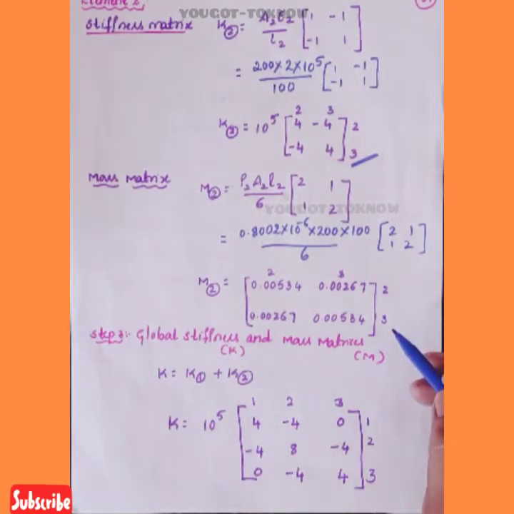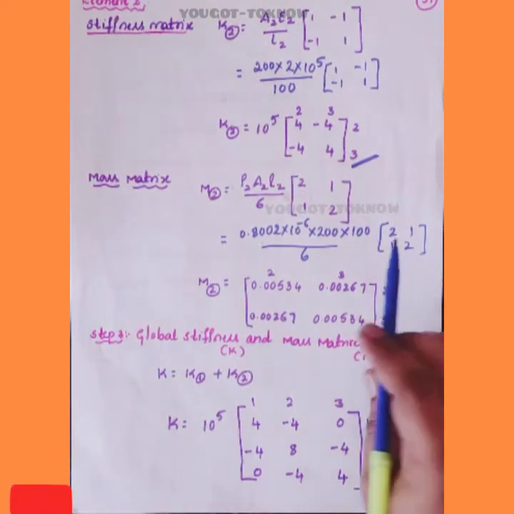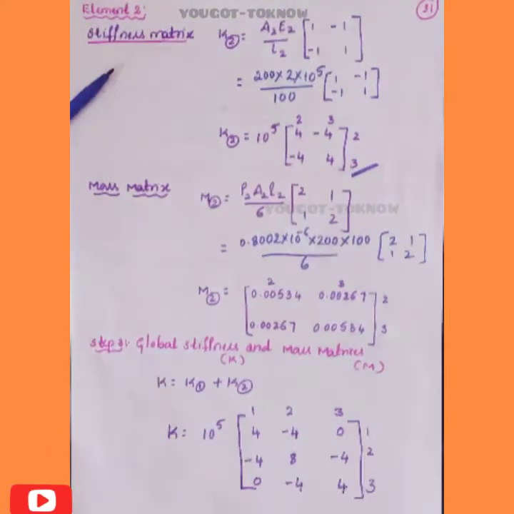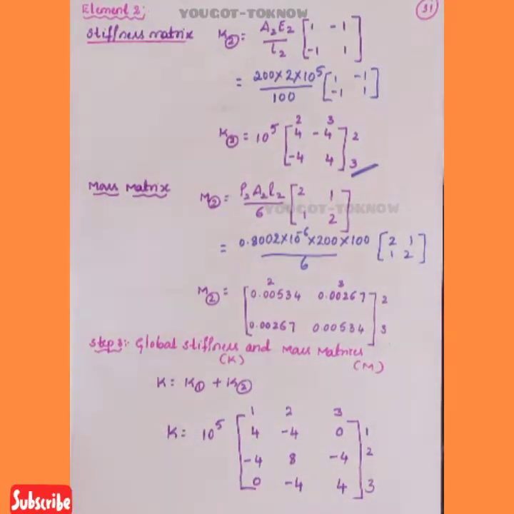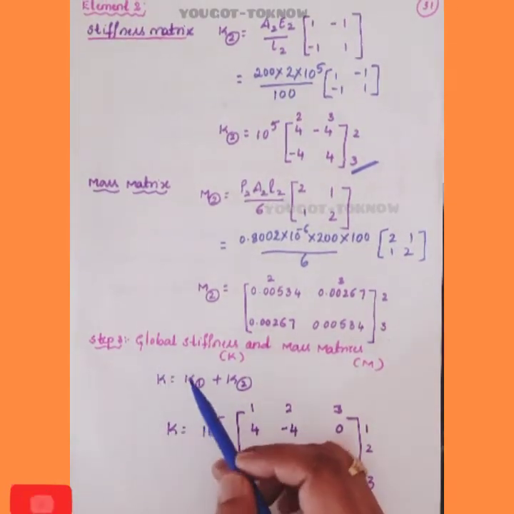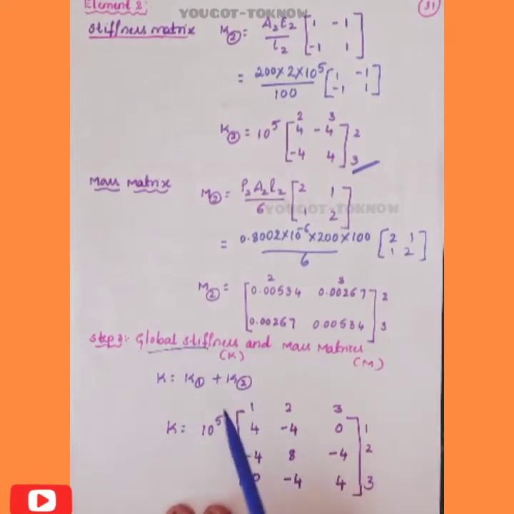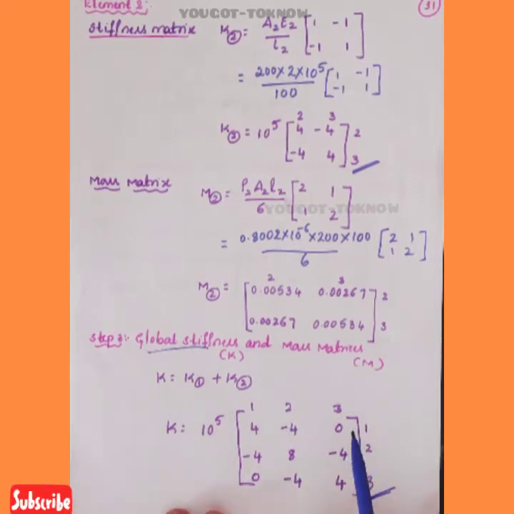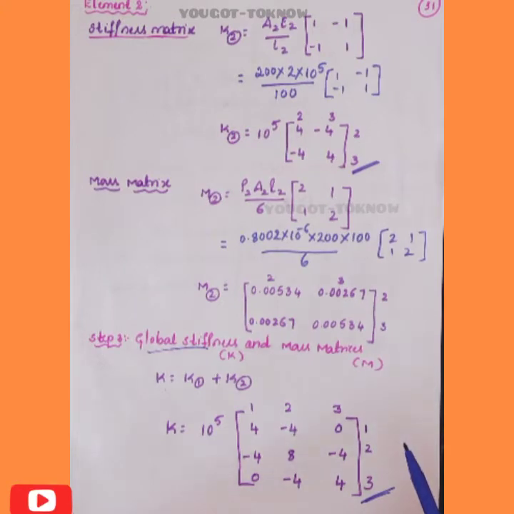Now similarly, the next step is to go with your global stiffness matrix and global mass matrix. How to determine the global stiffness matrix? We have previously done it: K equals K1 plus K2. You are going to get this value: 10 power 5 times [4, -4, 0; -4, 8, -4; 0, -4, 4]. You know how to calculate this. Why is it 3 cross 3? Because I have 3 nodes, and at each node I am going to get 1 displacement. The order of the global stiffness matrix will be 3 cross 3.